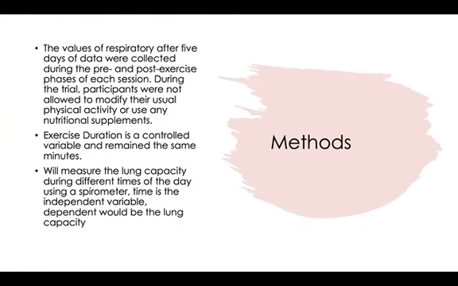The respiratory values over 5 days were collected during the pre and post exercise phases. During the trial, participants were not allowed to modify their activities, so they weren't able to change the exercise that they were doing. We're using running on the treadmill for the exercise, and the exercise duration remained the same. That will be the controlled variable.